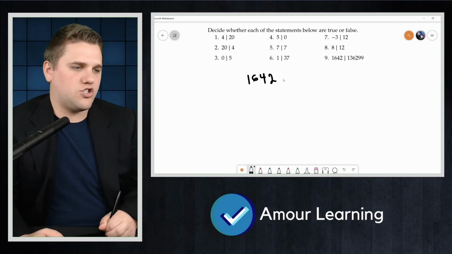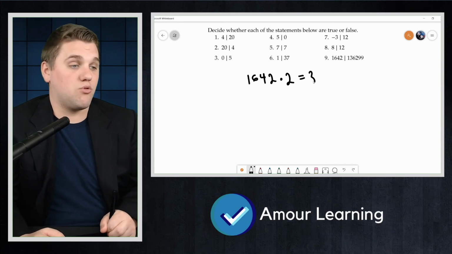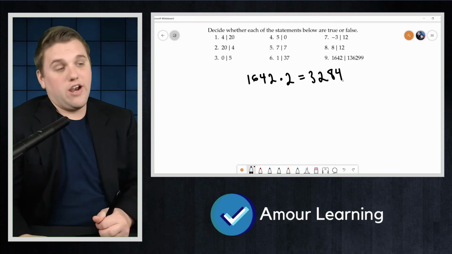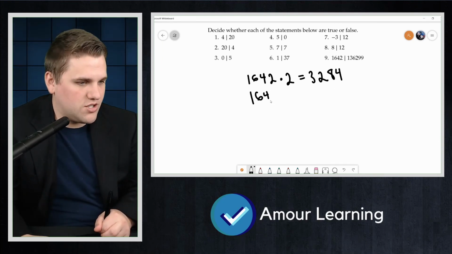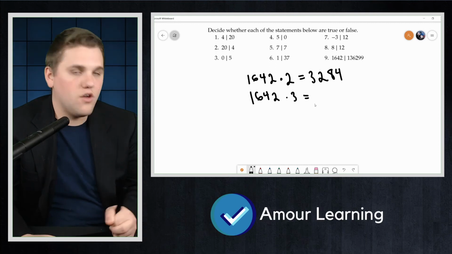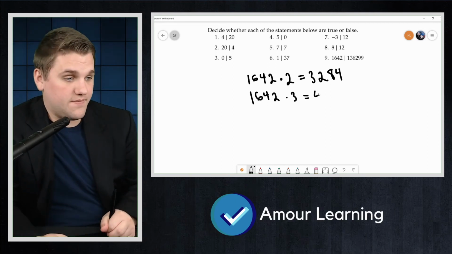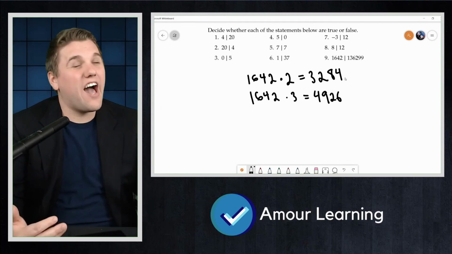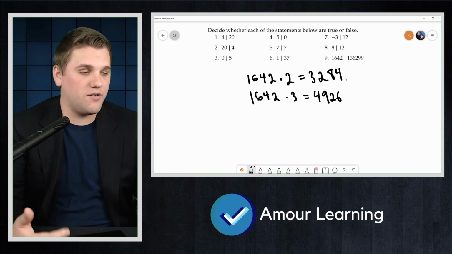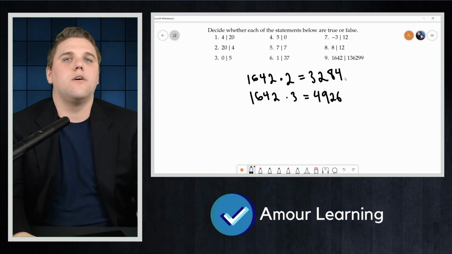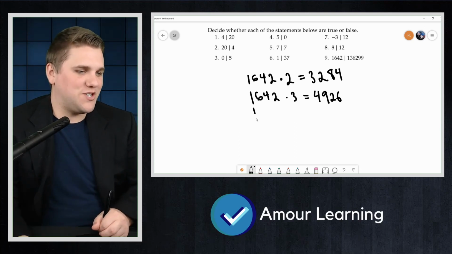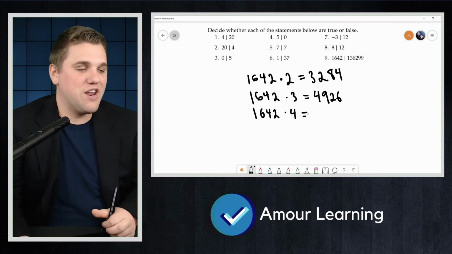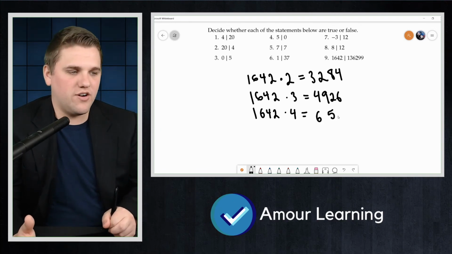1,642. Let's try times 2, which is 3,284. Okay, that didn't work, so let's try 3. 1,642 times 3, which is 4,926. Okay, that didn't work. I'm trying to get 136,299, or just a little bit over, just a little bit under. Let's try 4. 1,642 times 4. And you probably figure where I'm going with this. This is a really inefficient method. This, by the way, is 6,568.